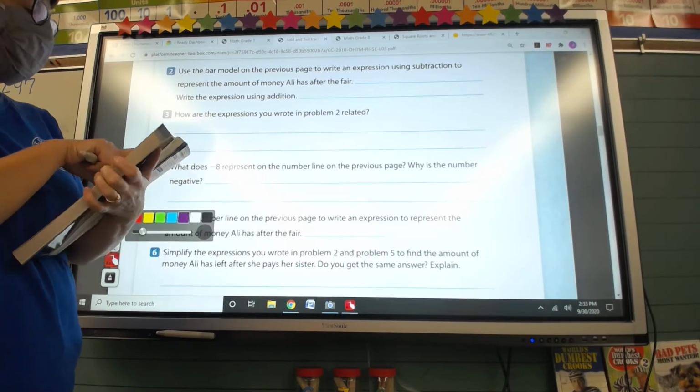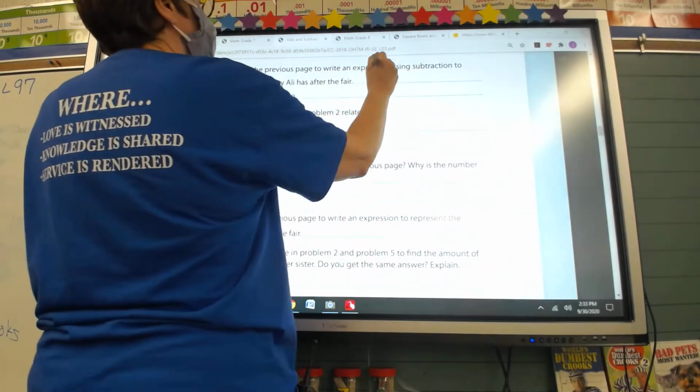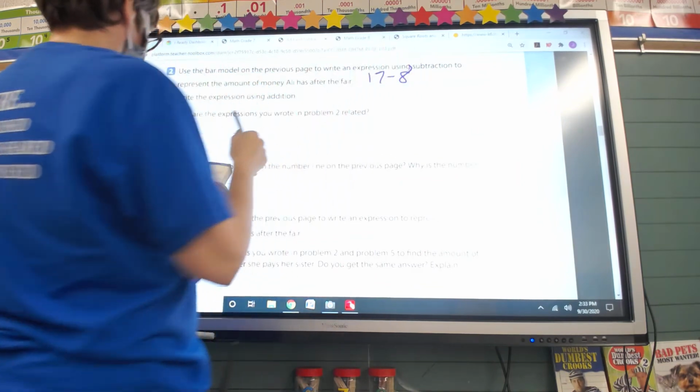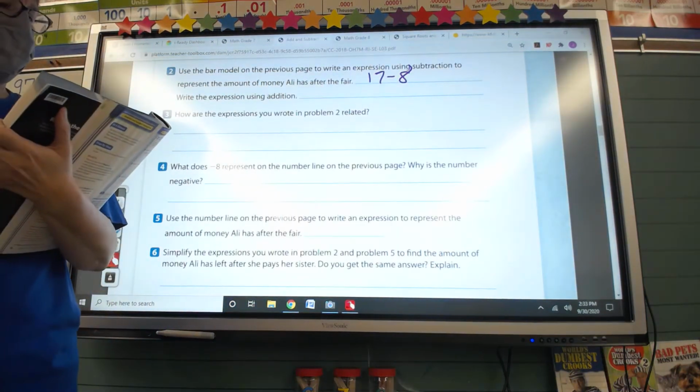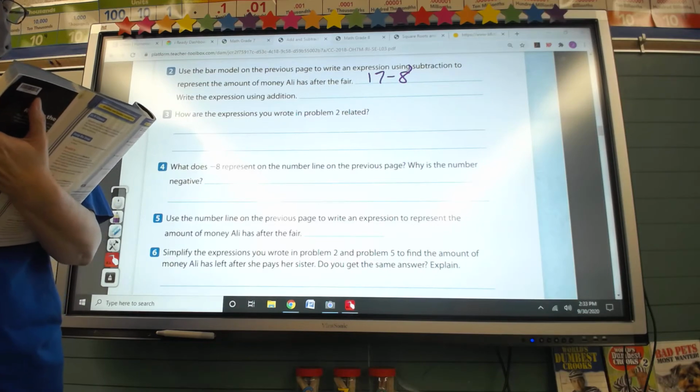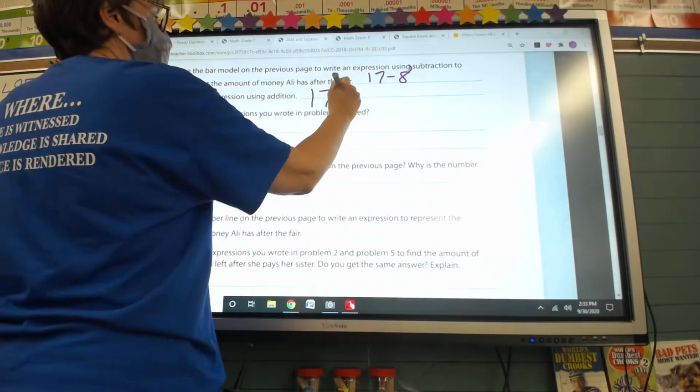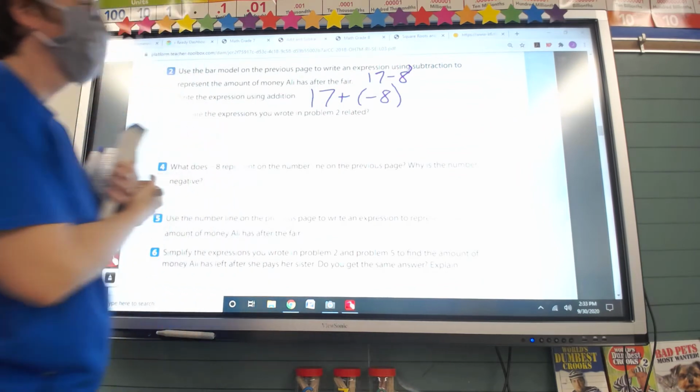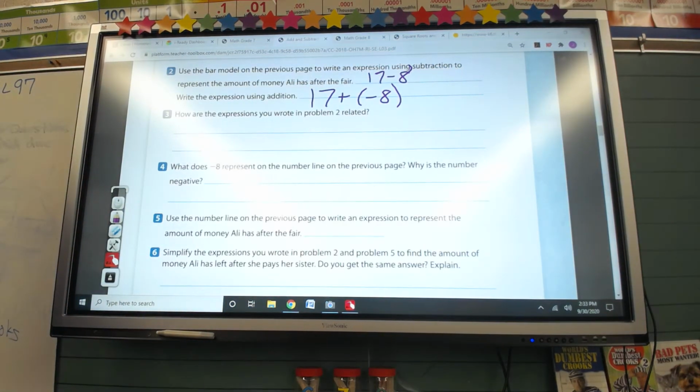Number 2 is 17 minus 8. Okay. Write it as an addition. Should it be -8? It is. So they did 17 minus 8, or you can write it as 17 plus -8. How are the expressions the same? How are those related? Bobby? They both have the same number, but it says addition instead of subtraction.